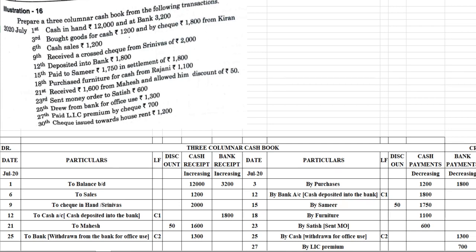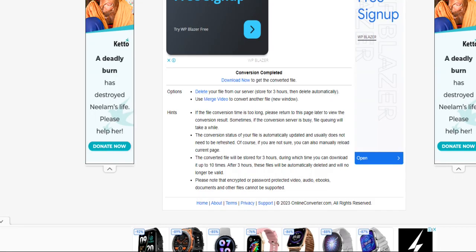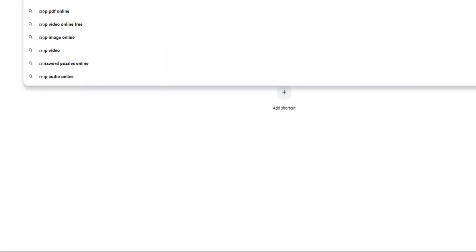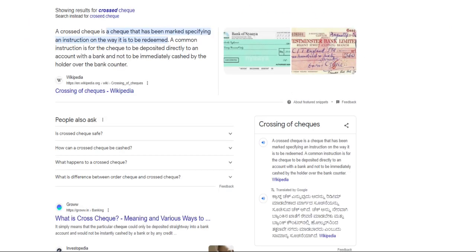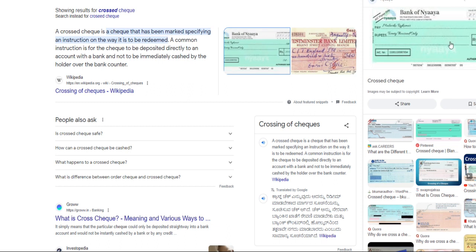Cross check here means that, okay, let me tell you, we have different types of checks here. The cross check here means when they cross, let me show you in Google. Okay, that would be much better. Cross check format I will show you. That is far better to understand. Here, are you seeing this type of cross checks?